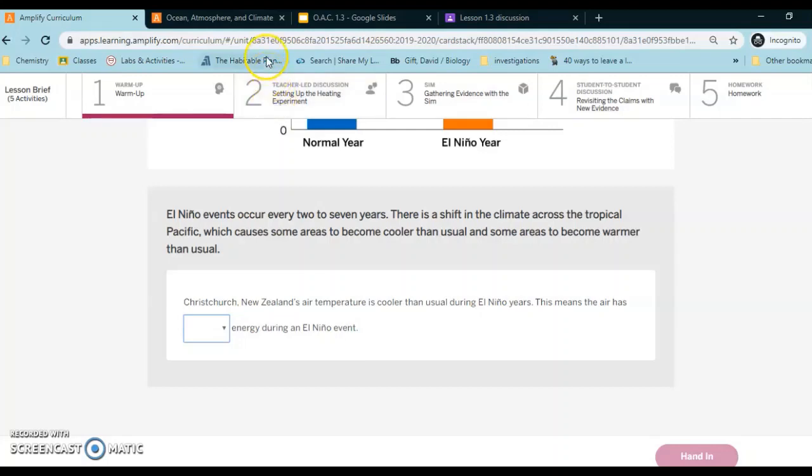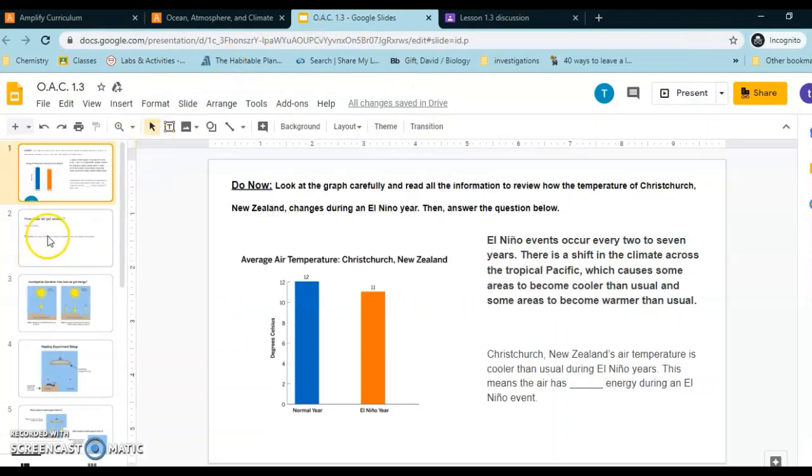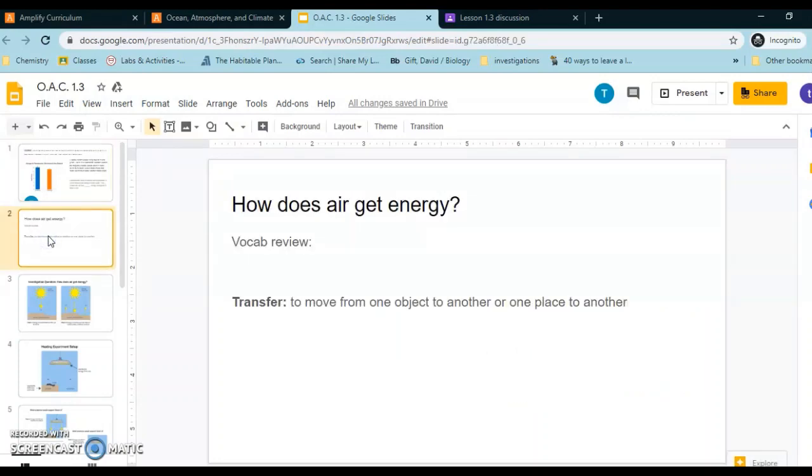So we know that air temperature is determined by the amount of energy in the air. But today we'll investigate how does that air get its energy. So just a quick vocabulary review. We learned the word transfer. We learned it in our thermal energy unit, and we've been using it ever since. So just a quick review, transfer is to move from one object to another or one place to another.